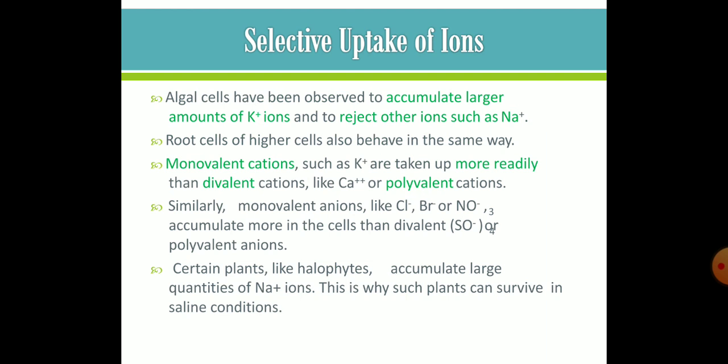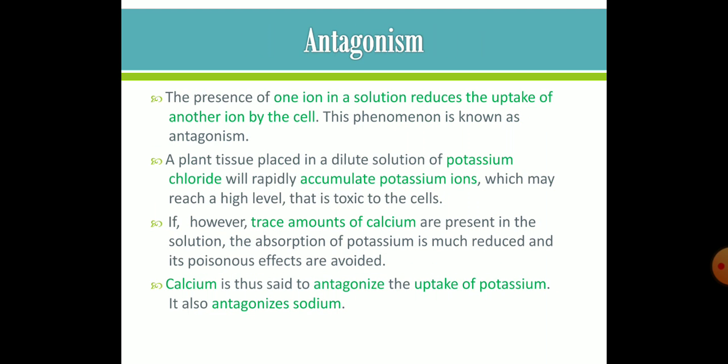Once this accumulation takes place, for the K plus ions and the Na plus ions, usually the monovalent cations such as K plus are taken up more rapidly than the divalent ones, such as Ca plus plus. So monovalent ions are absorbed much faster than bivalent ones, so selective uptake of ions takes place.